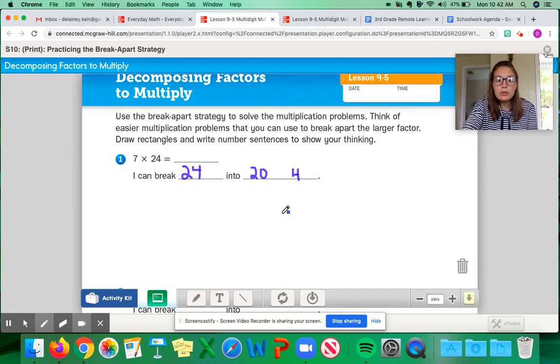Okay, you could do 10 and 14. You could do 12 and 12. You could even do more than two numbers. There's no one right way to do it. It's whatever's easiest for your brain. For me, in my brain, it's 20 and 4. So that's what I'm going to model.